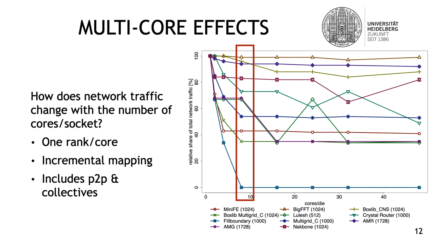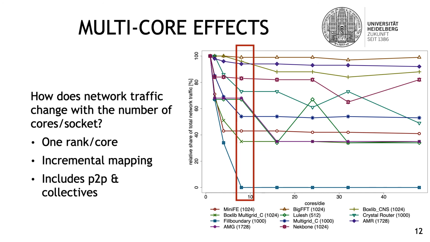The fill boundary application is especially notable since it reduces the network traffic to almost 0 at 8 ranks per socket. In general, it is surprising that 8 to 16 cores per socket are sufficient for reducing network traffic, and further scaling the cores per socket doesn't provide any additional benefits here.